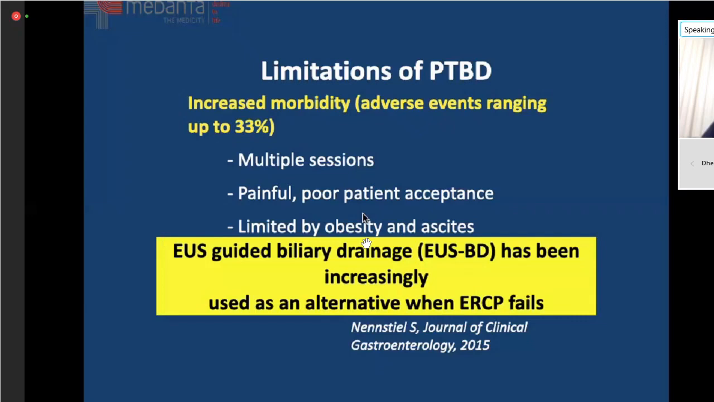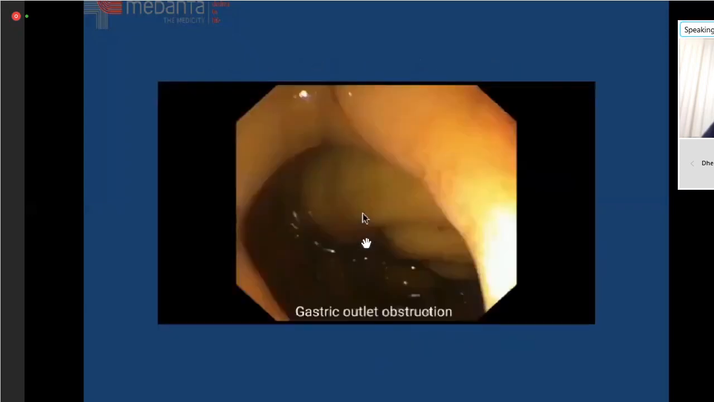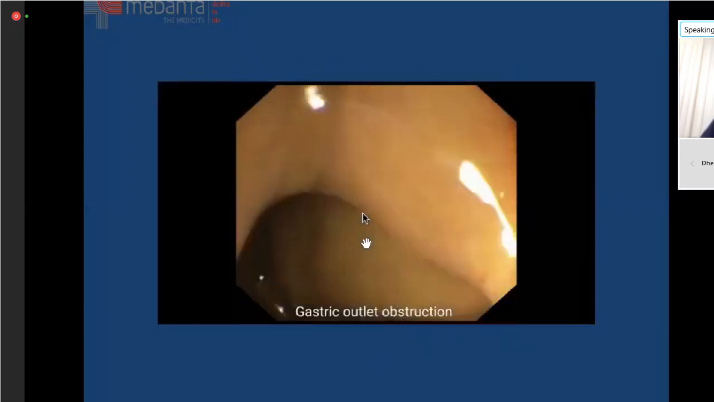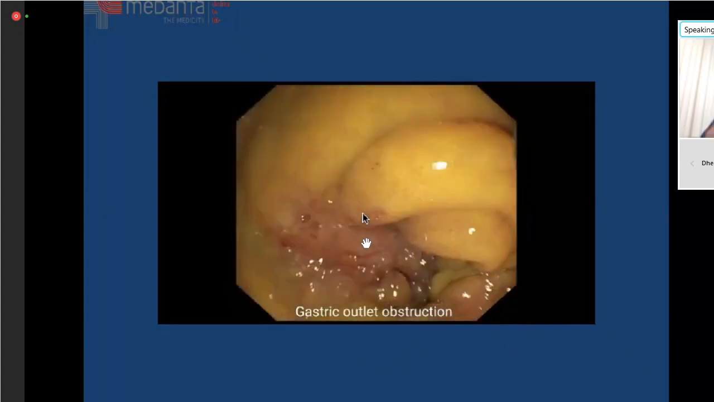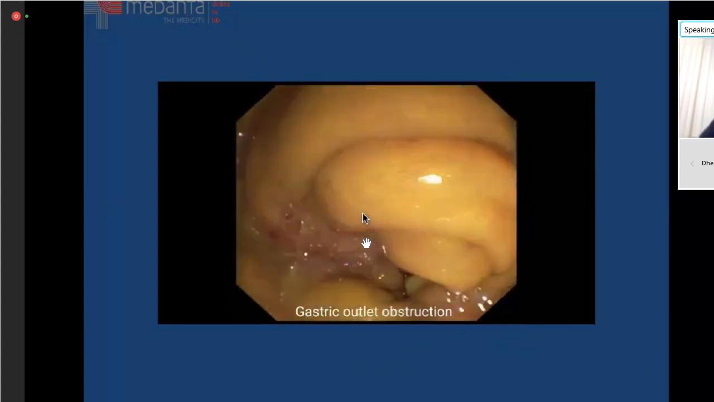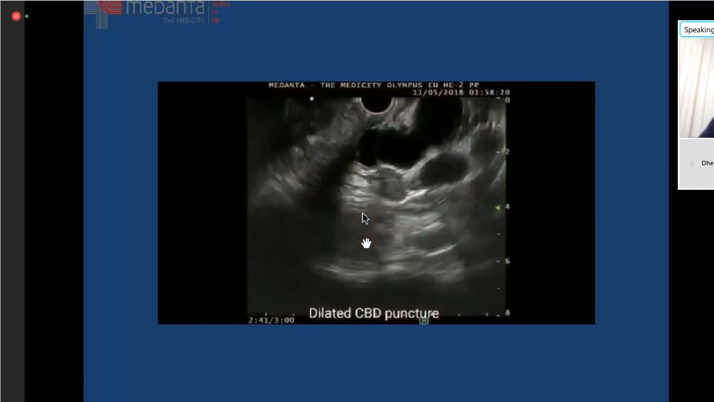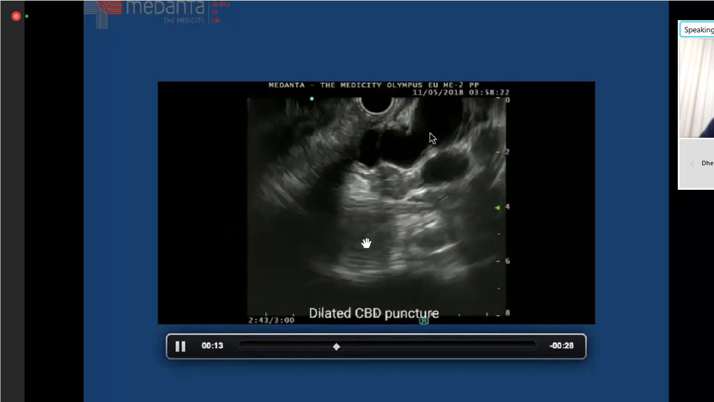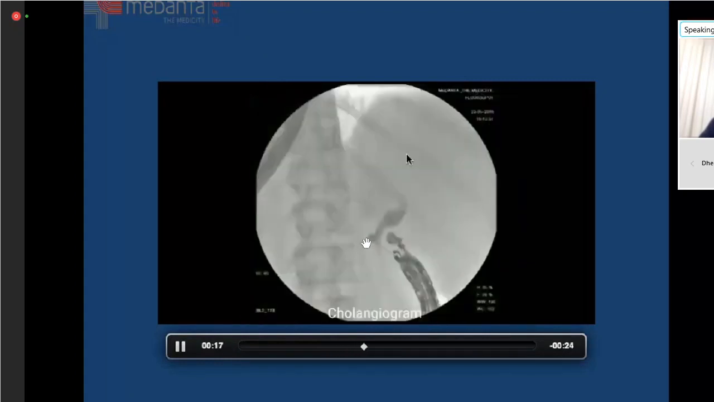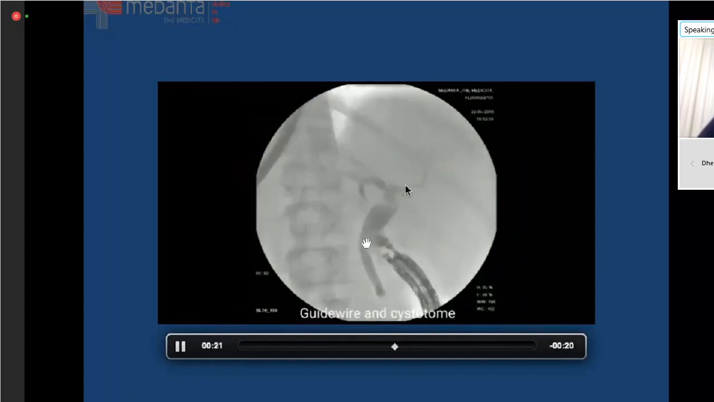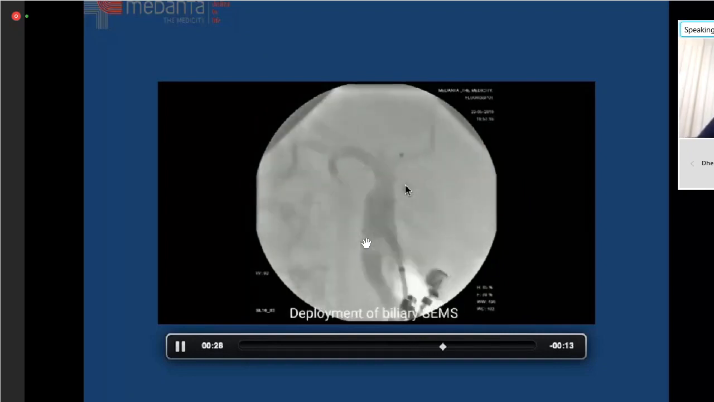So EUS-guided biliary drainage is one of the options, and this is a patient who presented with surgical obstructive jaundice. When we did an ERCP, there was a gastric outlet obstruction. We were not able to reach up to the papilla. We did an EUS. You look at the dilated CBD. It was punctured with a 19G needle. The guide cholangiogram was taken, and a fully covered 6 centimeter stent was placed. So in the same sitting, in the same session, just with a change of the scope, you can do the choledochoduodenostomy, or you can do the antegrade or retrograde.